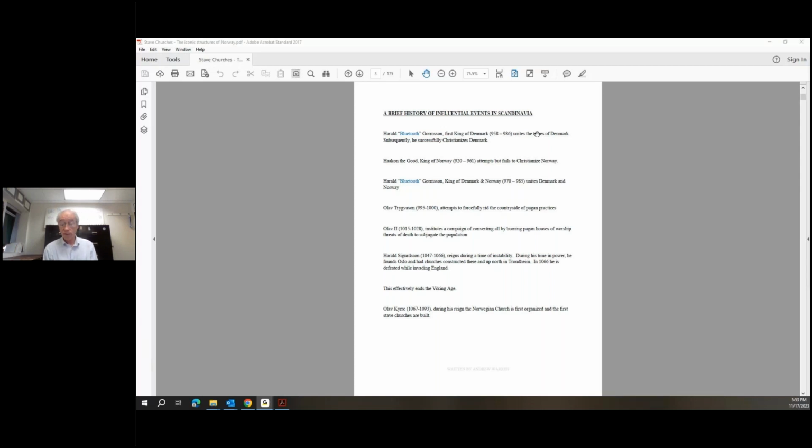Next after him, following him, is Olav II. He institutes a campaign of attempting to convert people by burning those pagan houses of worship, and uses threats of death and subjugation of the population. And it doesn't really work out too well for him.